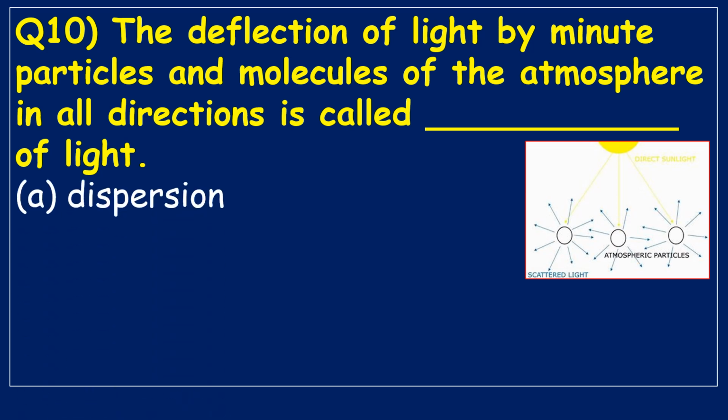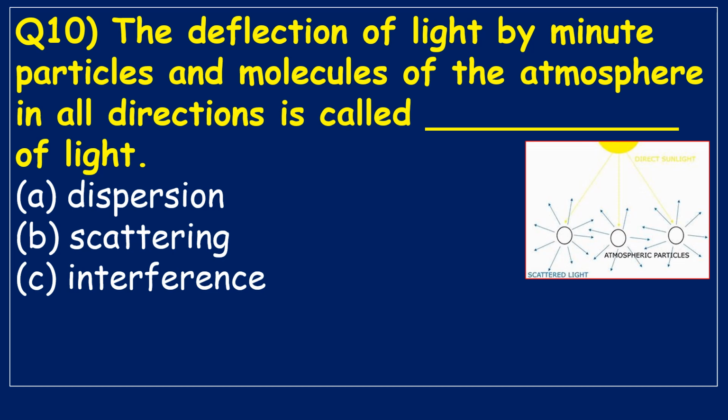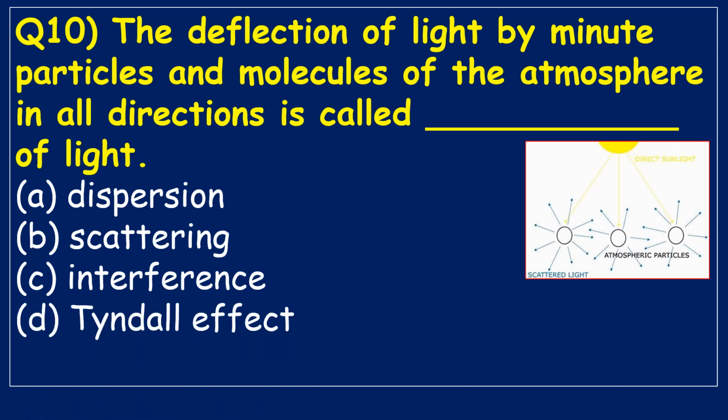And this phenomenon is called option A dispersion, option B scattering, option C interference, and option D Tyndall effect. Your answer is option B, scattering. Scattering of light in all directions by atmospheric particles is called scattering of light.